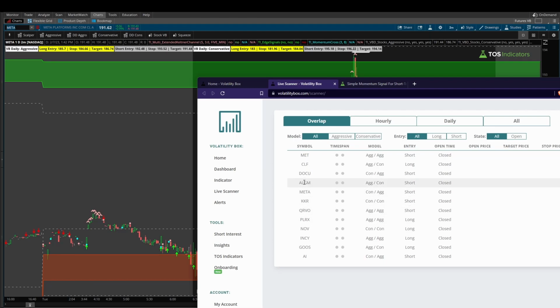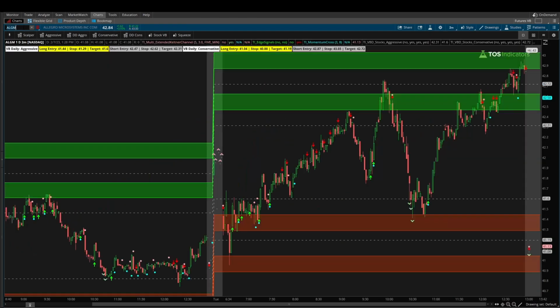Next up on our list is ALGM, another short side setup. And here we had no Keltner channel wedges plotting by the time we hit our short side volatility box. So dramatically less appealing here.